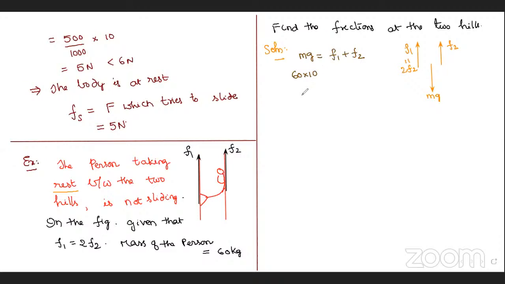Mass is 60, g is 10, that is 600, equals F1, that is 2F2, plus F2, that equals 3F2. That implies, by cancelling the term here, F2 is equal to 200. And F1 he gave, that is equal to 2F2. 2 times 200, that is 400. Simple.